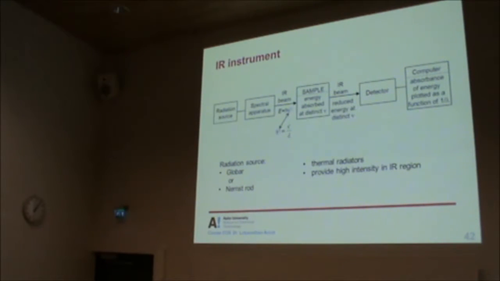And the source of radiation is generally something that is hot. As you all know, hot objects emit infrared radiation. Generally it's a glow bar or a Nernst rod, heated to around 1000 degrees or something close to that, and that emits infrared radiation. And it generally emits a range of radiation, and then you choose what you want using the spectral apparatus.